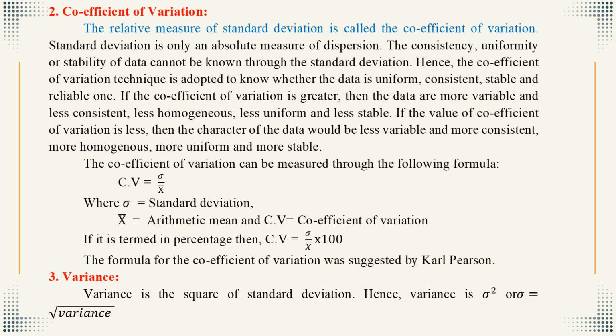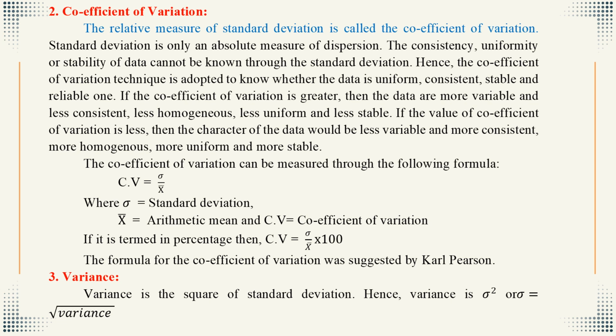Then coefficient of variation. The relative measure of standard deviation is called the coefficient of variation. Standard deviation is only an absolute measure of dispersion. The consistency, uniformity or stability of data cannot be known through the standard deviation. Hence, the coefficient of variation technique is adopted to know whether the data is uniform, consistent, stable and reliable.